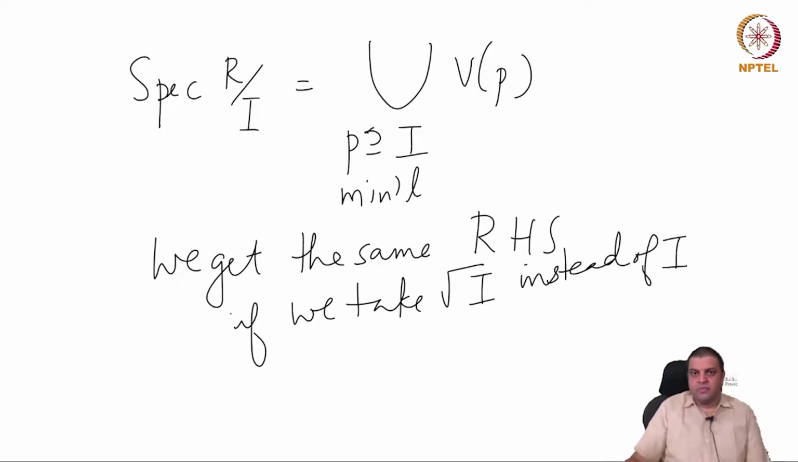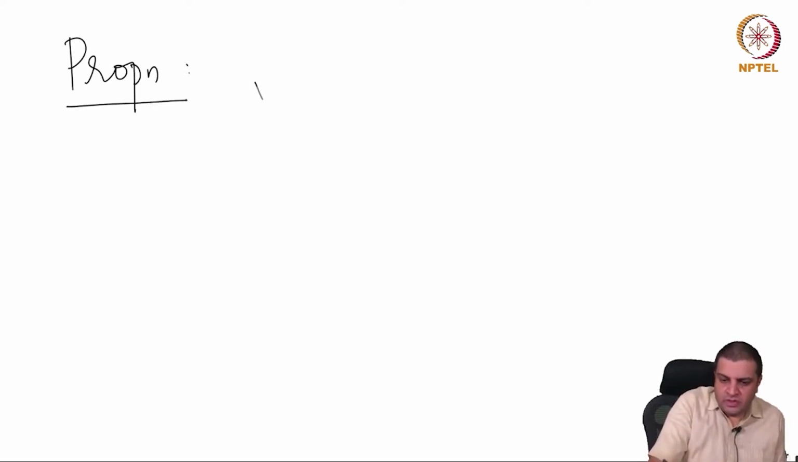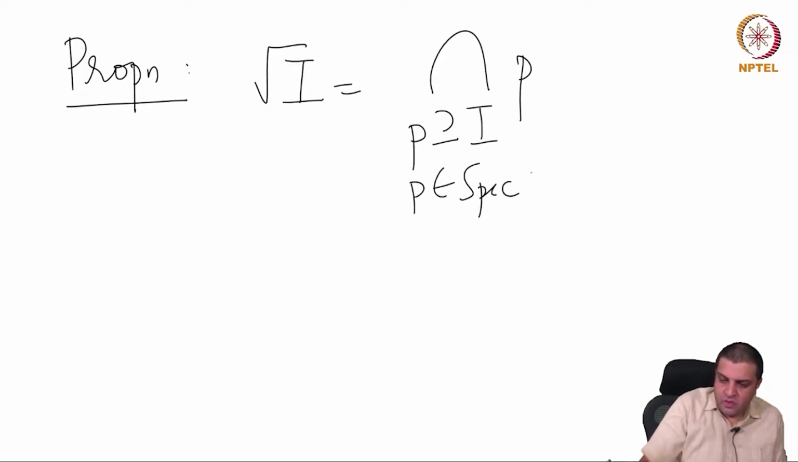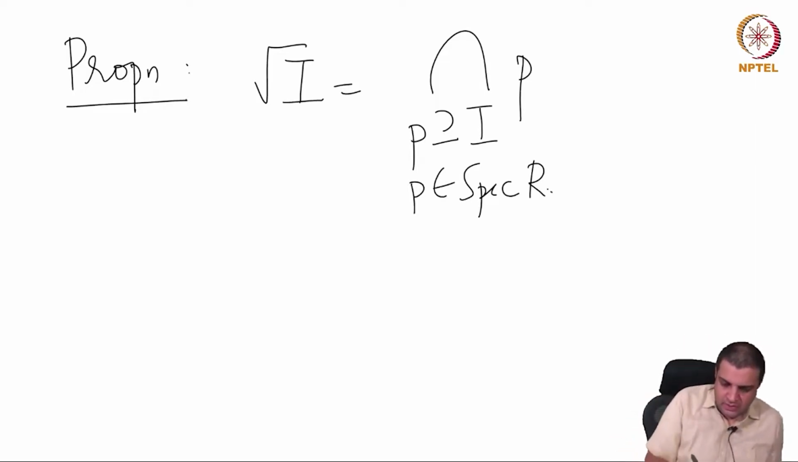Okay. So this is an important observation. So there must be a relation between the radical of I and the primes containing I, and the relation is the following proposition. Radical of I is the intersection of primes containing I, P in spec R. So we already observed that radical of I would be inside, so let's go over that part.